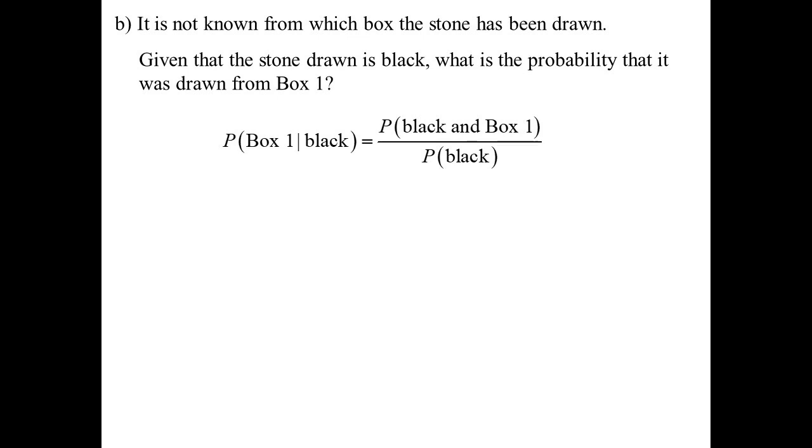That would equal the intersection. So the probability that it's black and came from box 1, divided by the overall probability of it being black. Black and box 1, well, that's the one where I said was a half times 1, over the probability of black, which we just worked out was 3/4. So we have a 2/3 chance that it was box 1 that we used.